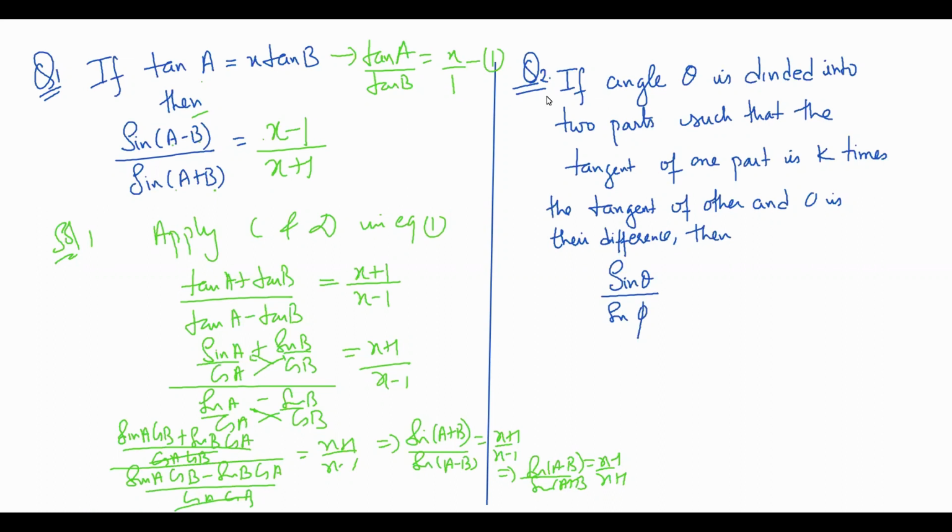This is a big question, but you can directly conclude the answer from the previous question. What is written here? I am just writing the given quantities. If angle theta is divided into two parts, that means theta is equal to alpha plus beta. These are the two parts. Next, it is given that tan of one part is k times the tan of the other part. That means tan of alpha is k times the tan of beta.